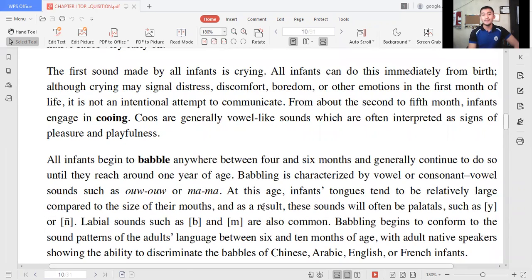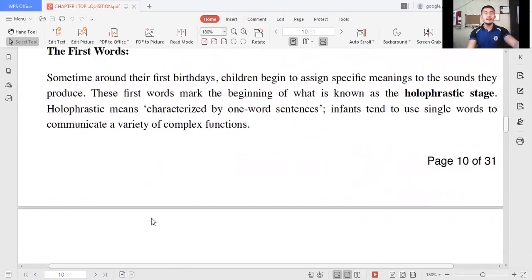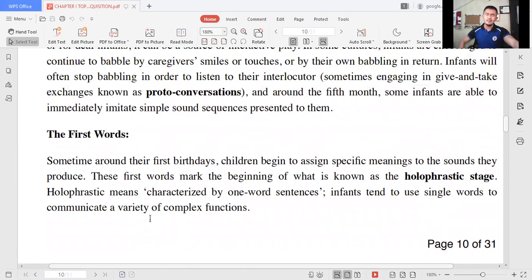At this age, infants' tongues tend to be relatively large compared to the size of their mouths, and as a result, these sounds will often be palatals. They also have labial sounds and so on. Then on page 10, they also learn their first words, sometimes around their first birthdays. As part of a child's language development, children begin to assign specific meanings to the sounds they produce.